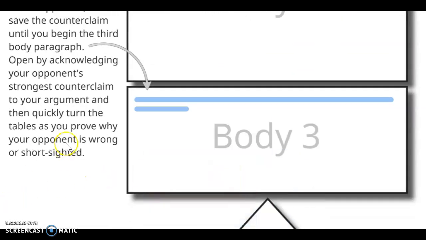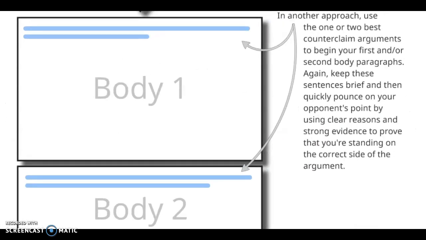Right? In one approach, you can save the counterclaim until you begin the third body paragraph. So you've already developed your claim. You go ahead and open the third body paragraph with theirs, and then you prove why they're wrong for the rest of that paragraph. Another approach is to use one or two of the best counterclaim arguments to begin your first and or second body paragraphs. Keep these sentences brief if you do this, and then quickly pounce on your opponent's point by using clear reasons and strong evidence to prove that you're standing on the correct side of the argument.